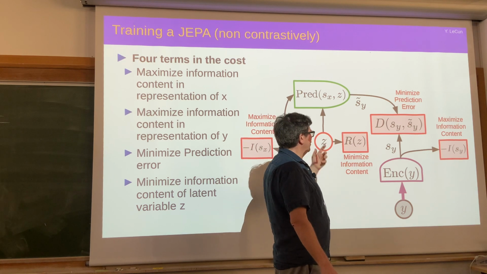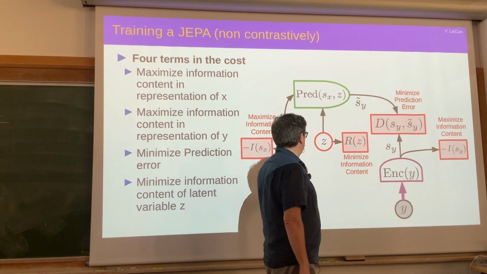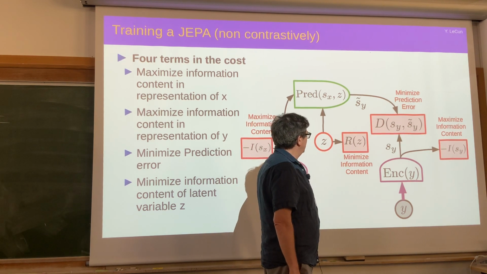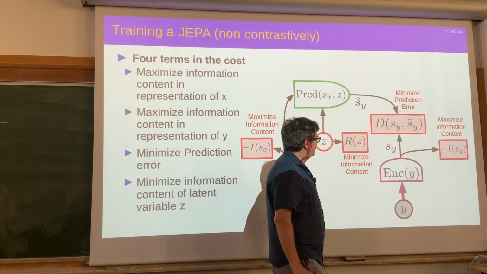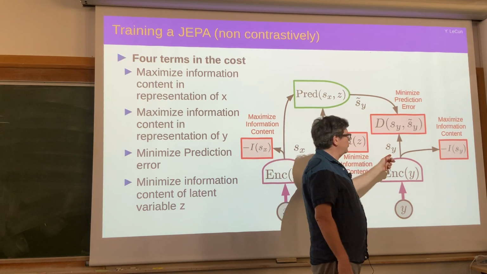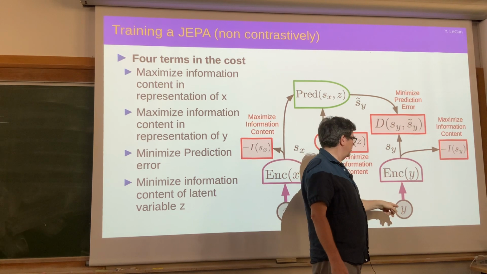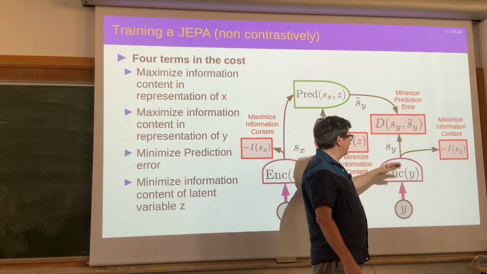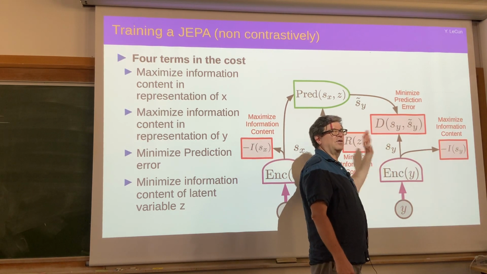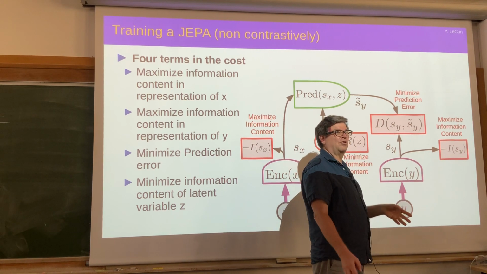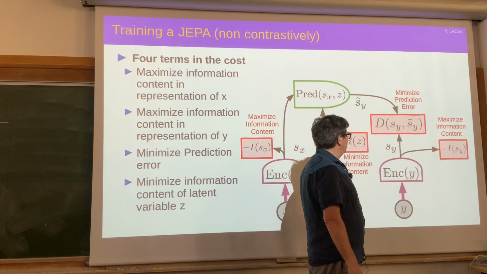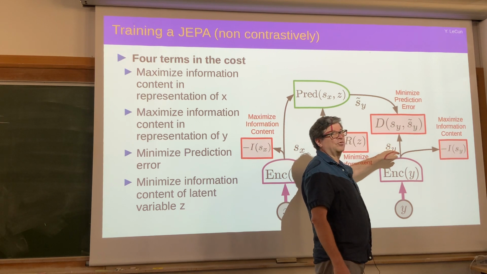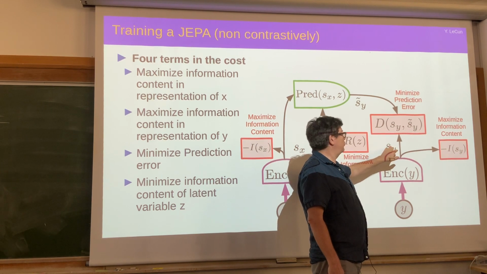We can have a collapse of this model in two different ways. One way the system can collapse is that Sy or Sx do not contain much information about X and Y. For example, they ignore X and Y, and they're constant. The energy is zero all the time, not a good model. That's a collapse. So that's why you want to maximize the information content of the representations.